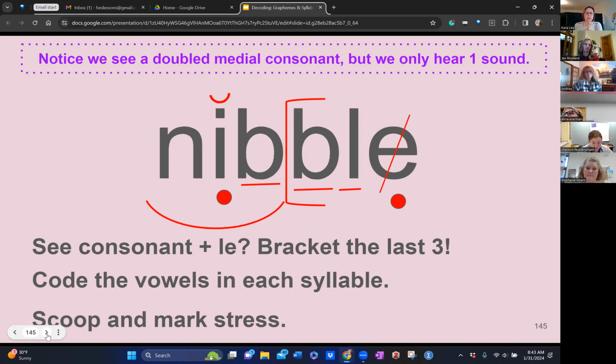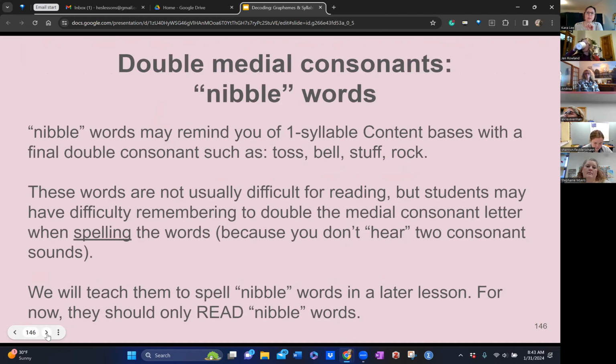So what might happen here? Your student might go nibble. This is where we need to talk to them. In fact, this is not the first time that we've seen double consonants in a word, right? Where else have we seen double consonants? In words like toss, bell, stuff, rock. It's not bellala or tossissa. It's the same idea here. We need that other written consonant to show our reader that the first vowel is short.